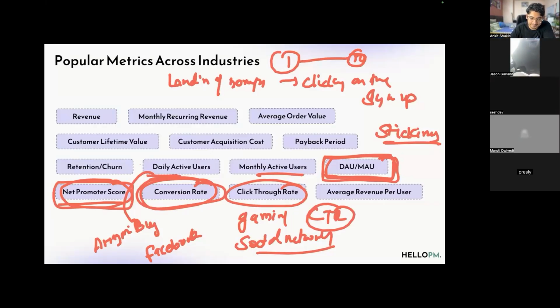And then average revenue per user. Average revenue per user is ARPU. How much revenue do you get per user? Some people do it monthly, some people do it weekly, some people do it yearly. So this is average revenue per user.